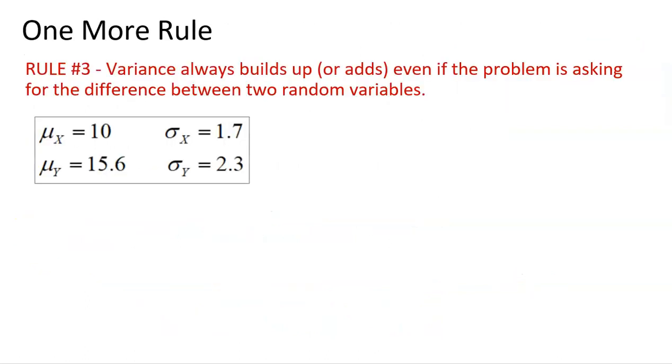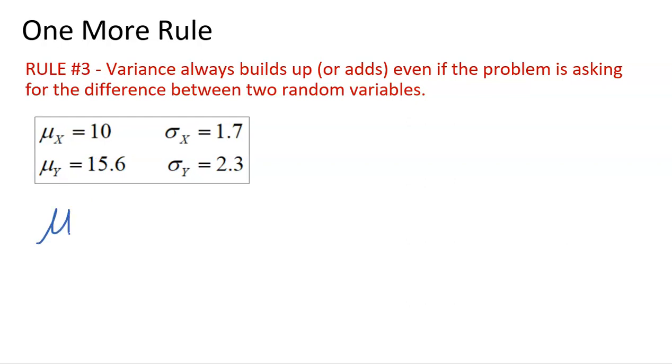But wait a minute, we actually have a third rule. This one's really important. Variance always builds up, or adds. Building up is adding, even if the problem is asking for the difference between two random variables. This is a forgotten rule. A lot of kids don't pay attention to this one.